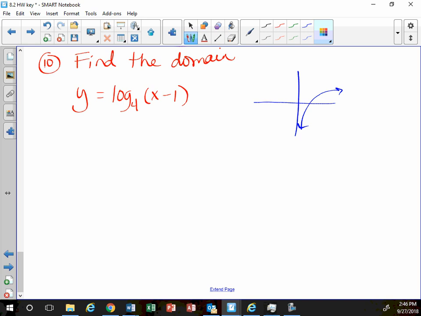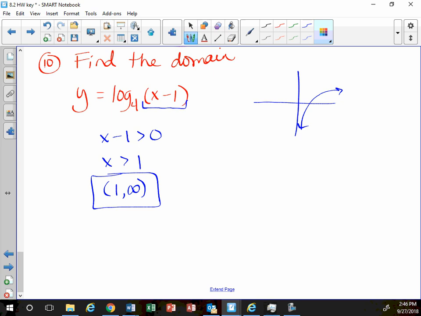What that means for us is this in here, this x minus 1, can only be positive. So it has to be greater than 0, so x has to be greater than 1 when you move the 1 over. And if you wrote that with interval notation, that would be 1 to infinity.